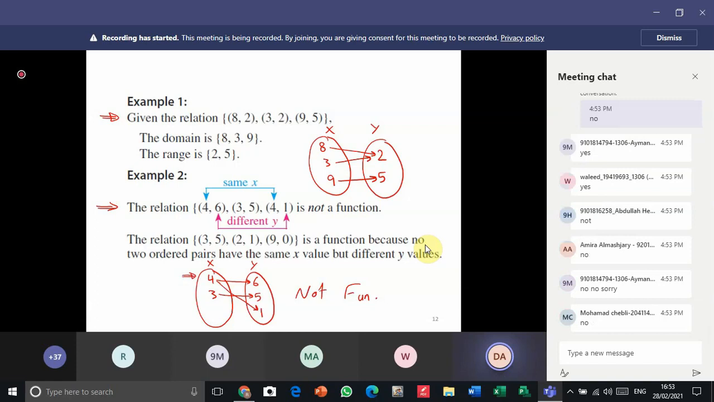Okay. So also here we don't have, for example, the domain for the function. We have domain for relation, but not for function. Okay.